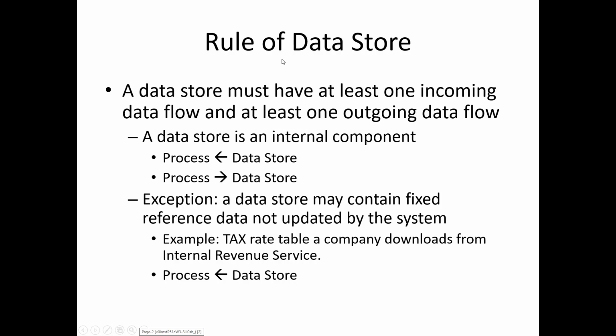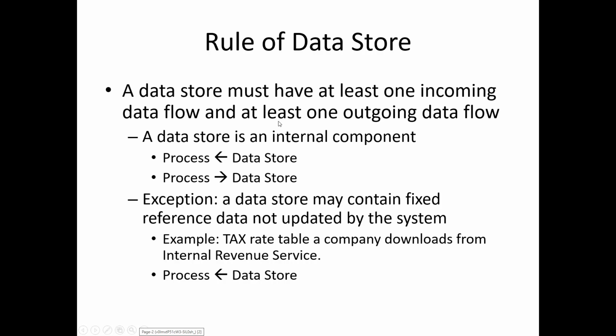And then we have a rule regarding data stores. And this rule is just like this: a data store must have at least one incoming data flow and at least one outgoing data flow. Which means a data store must be able to provide information to at least one process in our system. And also it should allow at least one process to insert data into it or update data in it.